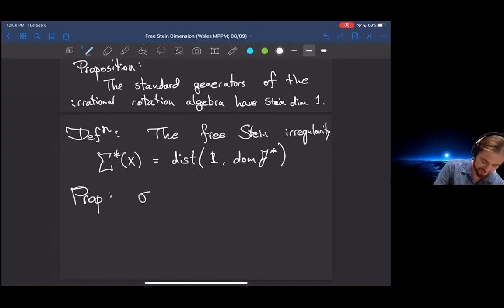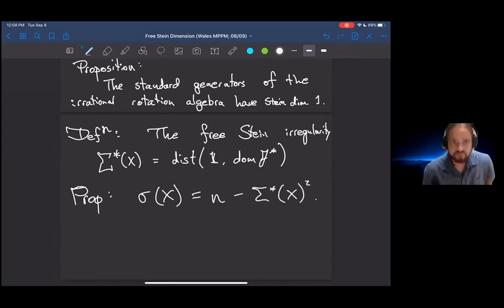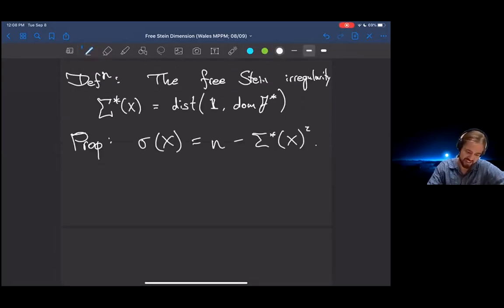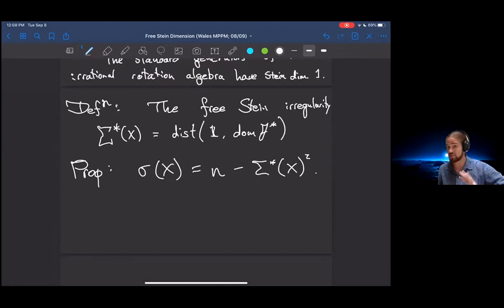Exactly by the equation that the free Stein dimension is given by n, the number of generators, minus the square of sigma of X. But in a few cases, it can still be more useful to work with this distance to 1 measure. And I should mention that this distance is measured in the Hilbert-Schmidt norm on L2 of m tensor m.